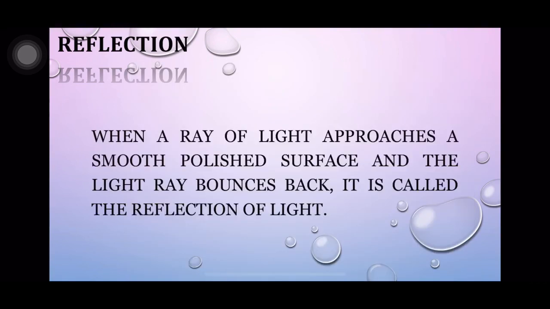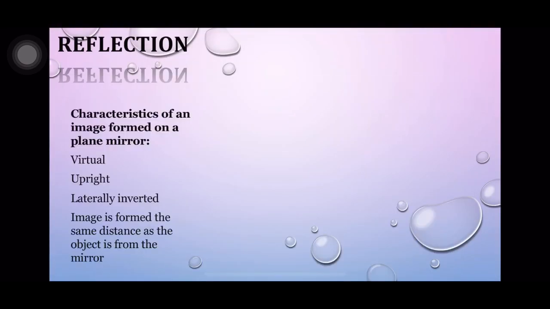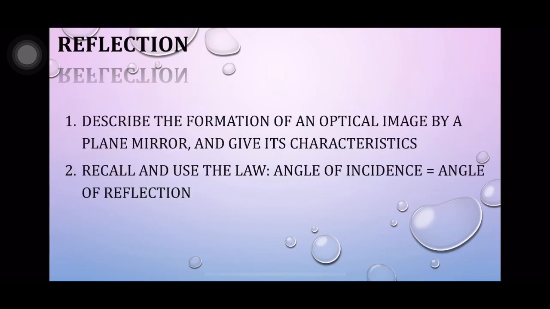What is this? Okay, this is the reflection definition. So what have we learned today? Let's go back to our success criteria. So bear with me. Today we have learned to describe the formation of an optical image by a plane mirror, and we also gave its characteristics, and we used the law, angle of incidence and angle of reflection in drawing our image, drawing this, that is actually called a ray diagram.